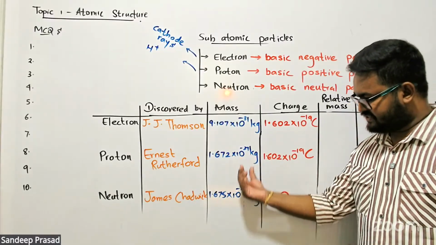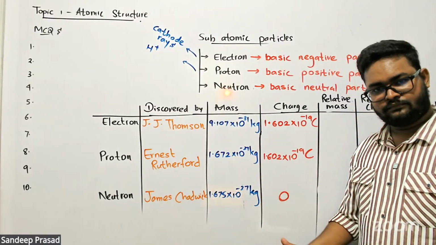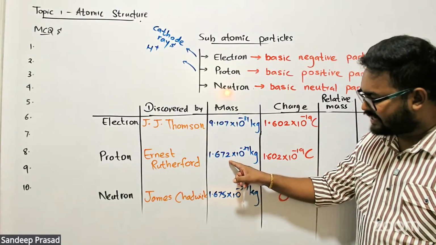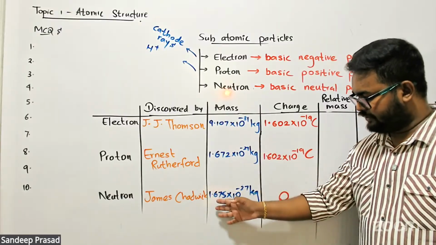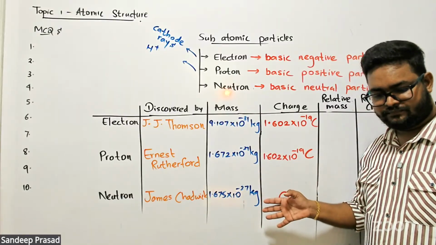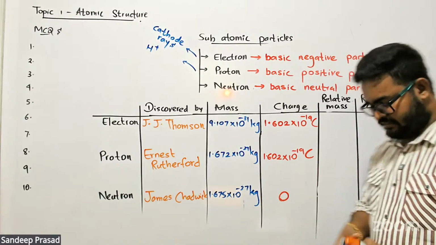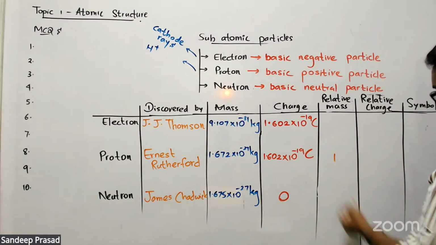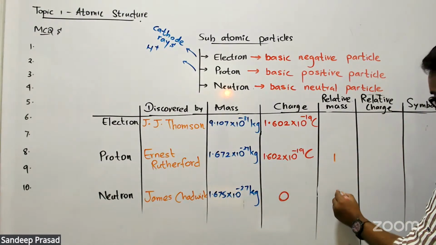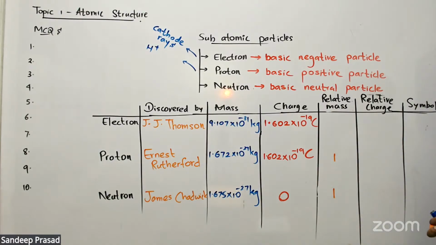Understood? So this is the mass of neutron. The mass of proton and mass of neutron are almost the same, 1.672 and neutron is 1.675. So they are almost the same. Therefore, we assign the relative mass of proton as 1, and the relative mass of neutron is also 1. Proton mass is also 1. Neutron mass is also 1.